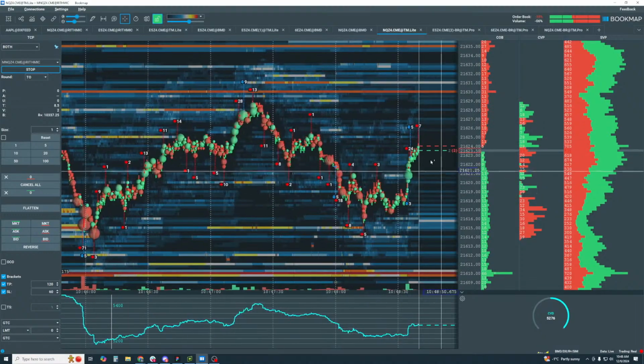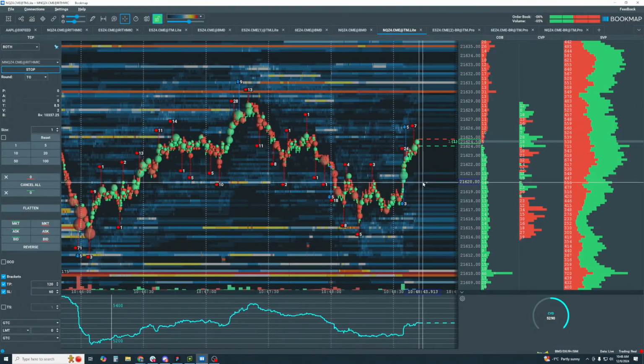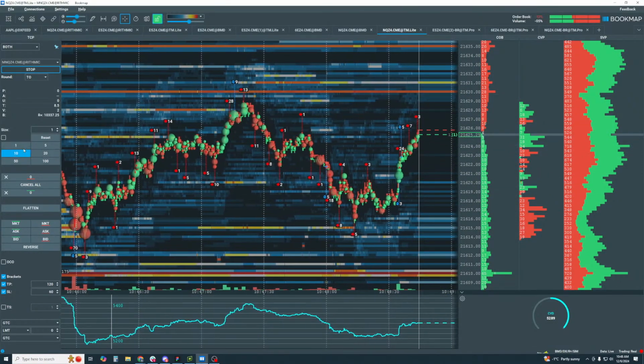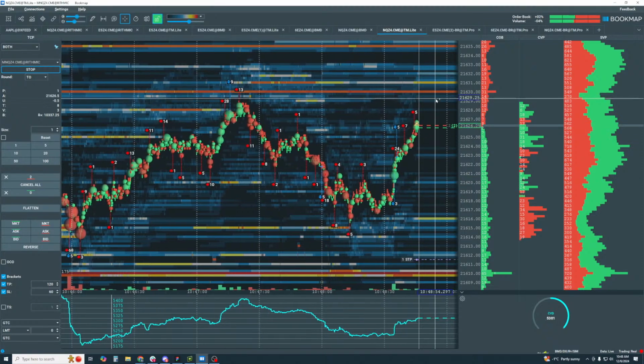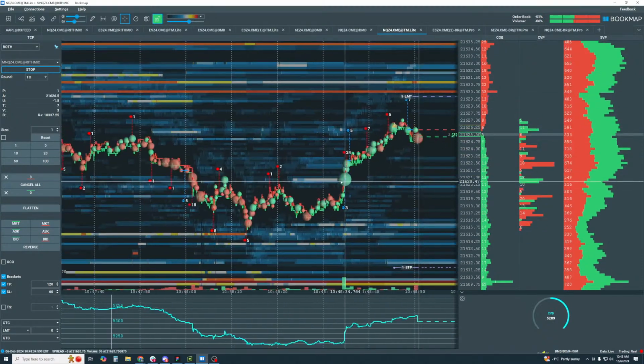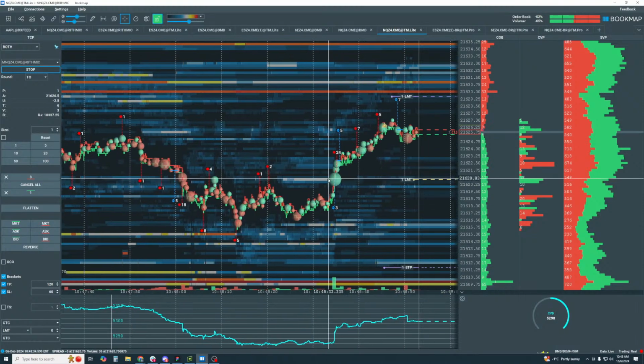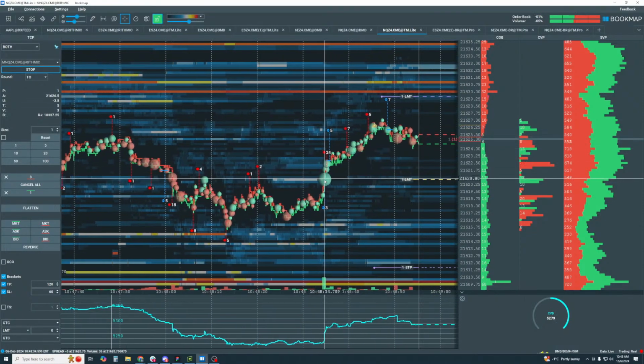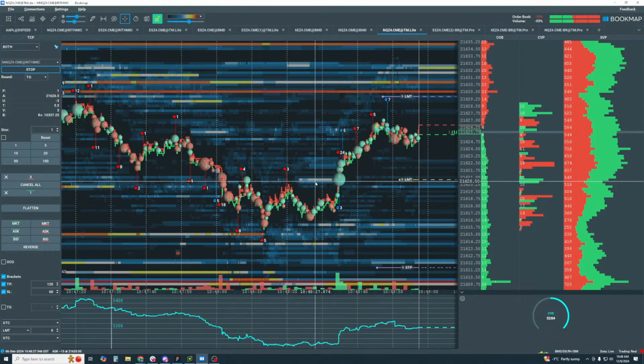Okay, so look here, buyers coming back in, still supporting this. Well, if that's the case, then I want to be a buyer, right? And I'll be a seller at the top of the range. I will also be a buyer here, where these guys initiated that move here.